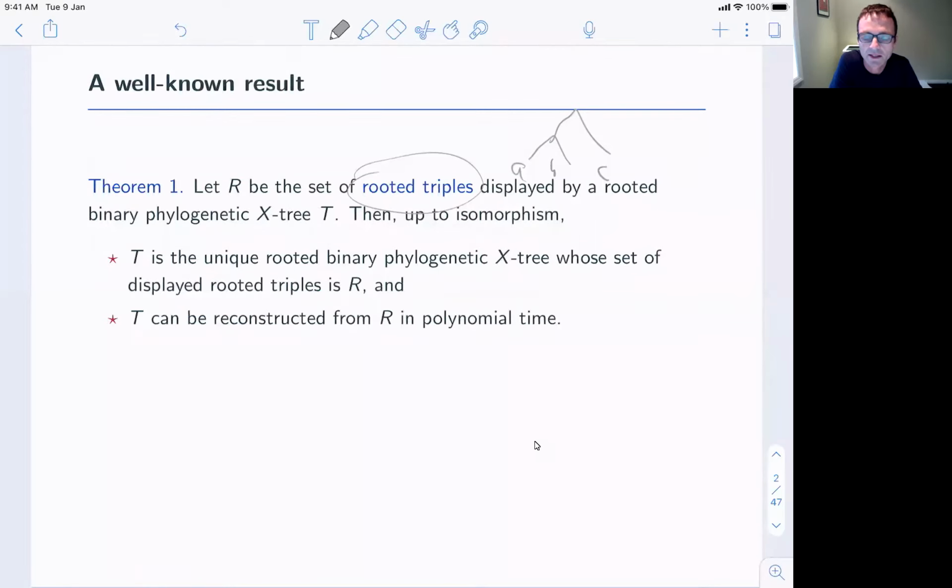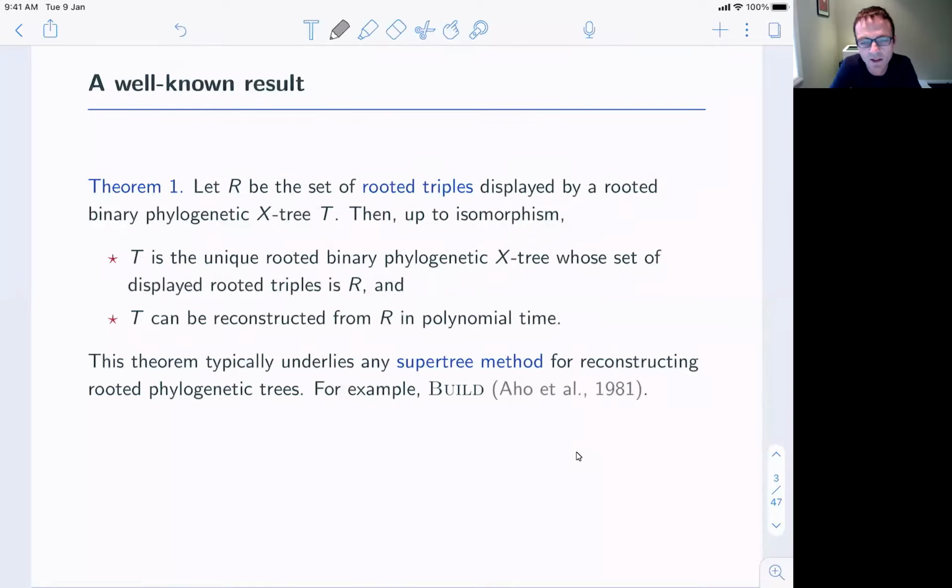Those who don't know "displayed," I'll give that definition shortly, but basically it's inferred. Those triples are inferred by that tree. The other thing you'd like to know is that T can also be reconstructed in polynomial time from R. That's one of the first results you see, and it's certainly one of the first results I saw when I first looked at phylogenetics and worked in the area many years ago.